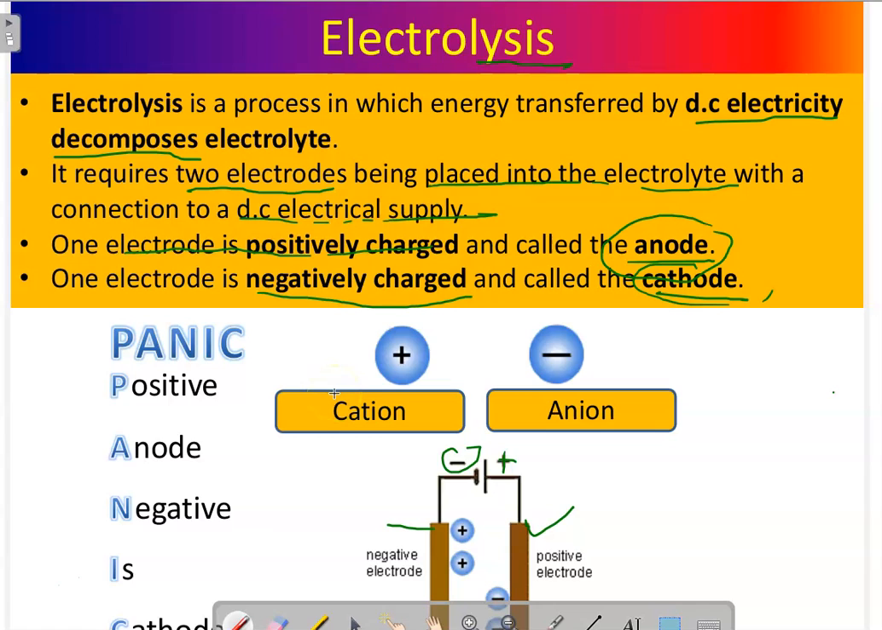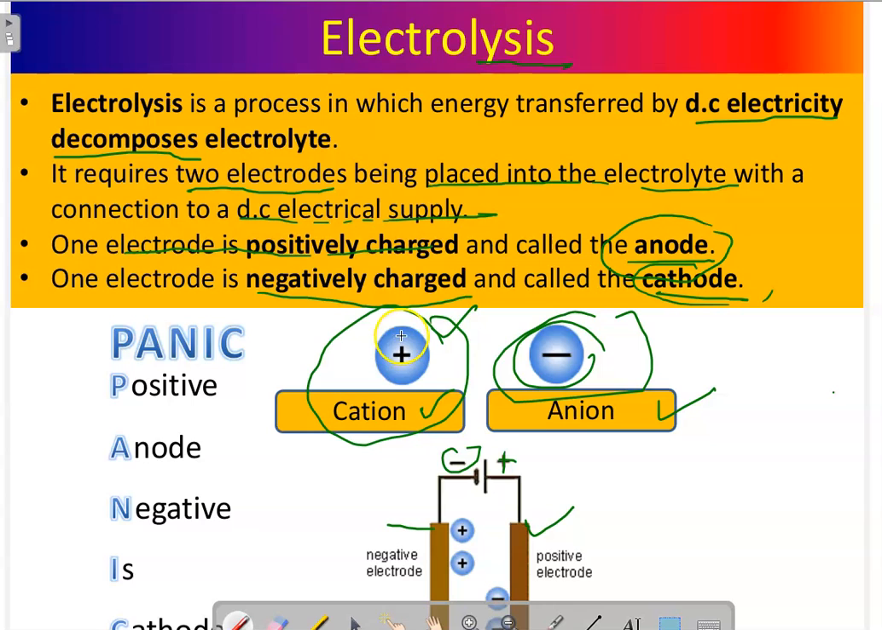Now, in the electrolyte, remember when we dissolve an ionic compound in water, the ions are free to move. Again, remember that an ionic compound contains positive and negative ions. The positive ion is called a cation, and the negative ion is called an anion. We'll come back to this later in the video, to see what happens to them. So, an ionic compound consists of positive and negative ions. The positive ion is called a cation, and the negative ion is called an anion.